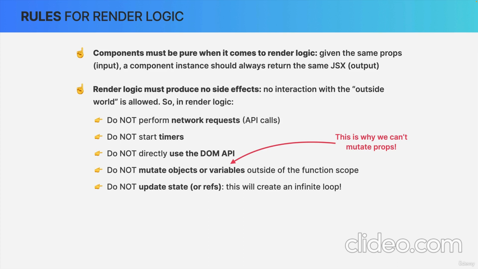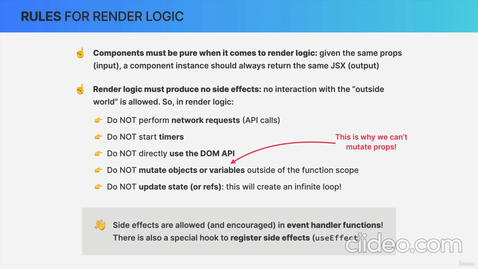Alright, but now you might be wondering, if all this stuff is not allowed, then how will I ever be able to make an API call to fetch some data? Well, keep in mind that these side effects are only forbidden inside render logic. This means that you have other options for running your side effects. First of all, we saw earlier that event handler functions are not render logic, and therefore side effects are allowed and actually encouraged to be used inside these functions.